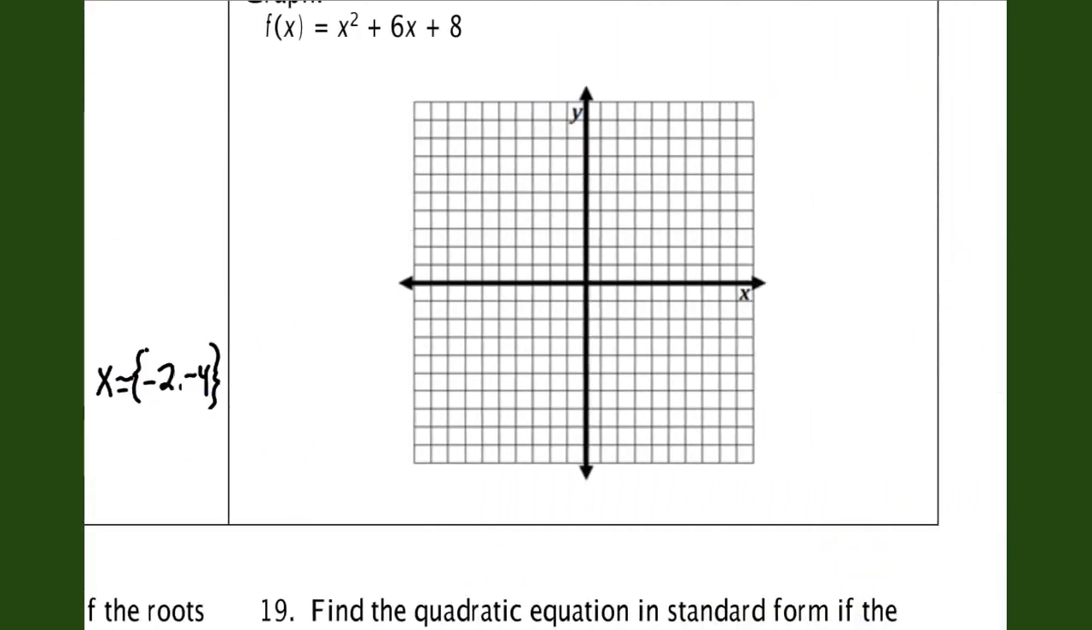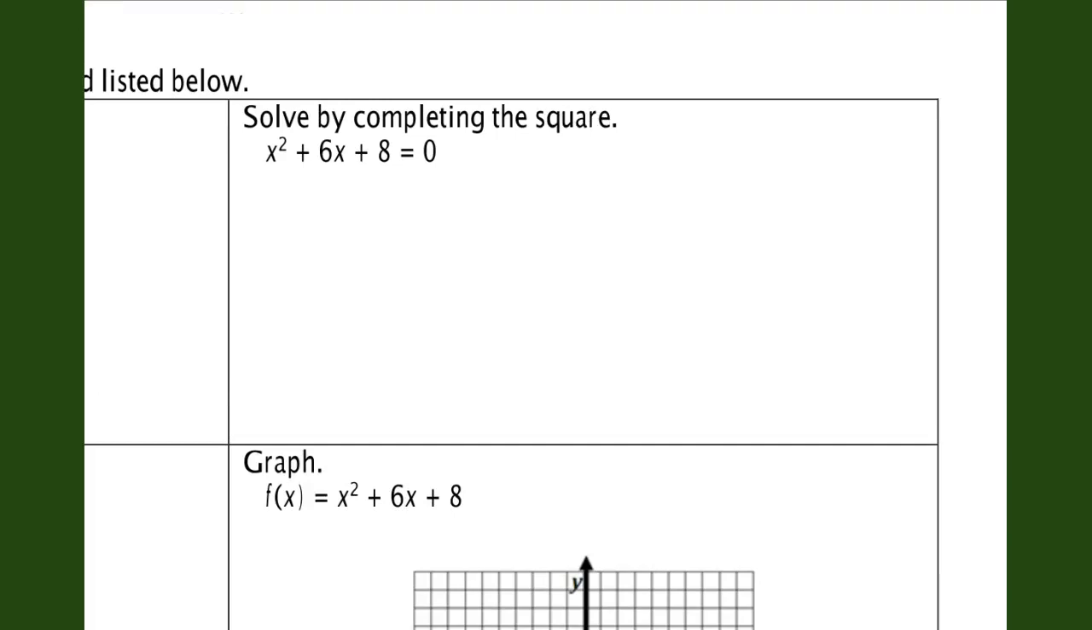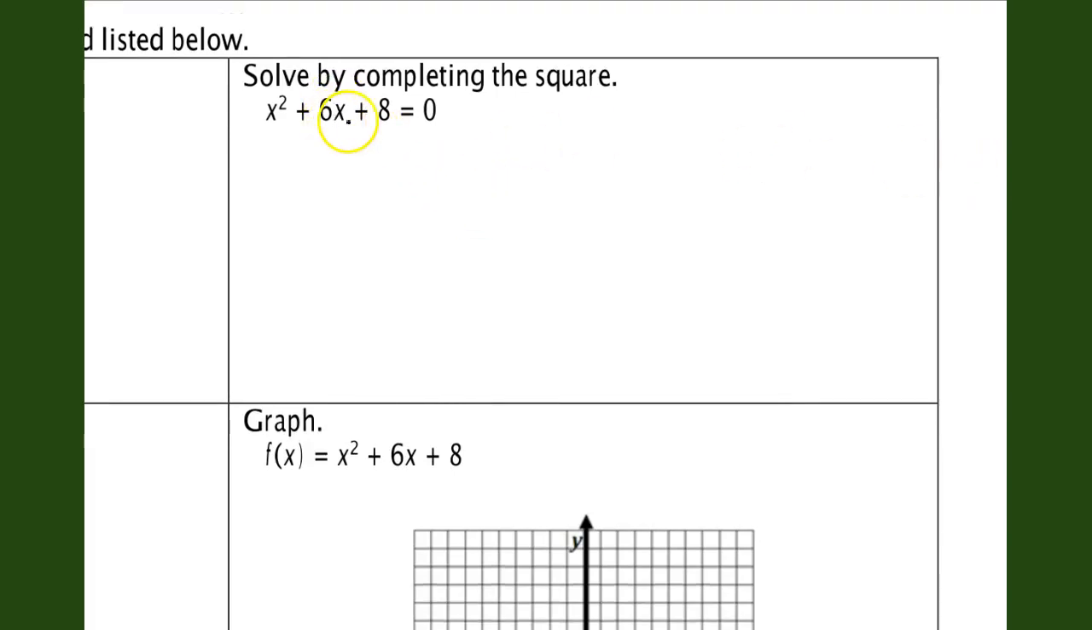So let's look at two more methods. One with completing the square. So start off completing the square by moving the c value to the other side, because 8 is not the proper number for this perfect square.